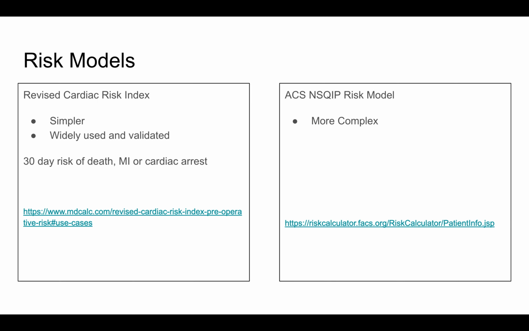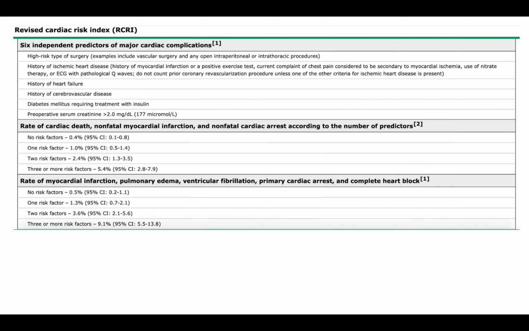So there are a few risk models that are used, and I'll talk about both of these. There are many, many other risk models, but these are two of the more validated models. The Revised Cardiac Risk Index is a simpler model, and it's widely used and validated, and it helps predict 30-day risk of death, MI, or cardiac arrest in patients. And then the American College of Surgeons has their National Surgical Quality Improvement Program risk model. It's a little bit more complex. There's more data that you have to put in as a physician, but it also gives you a little bit more information afterwards.